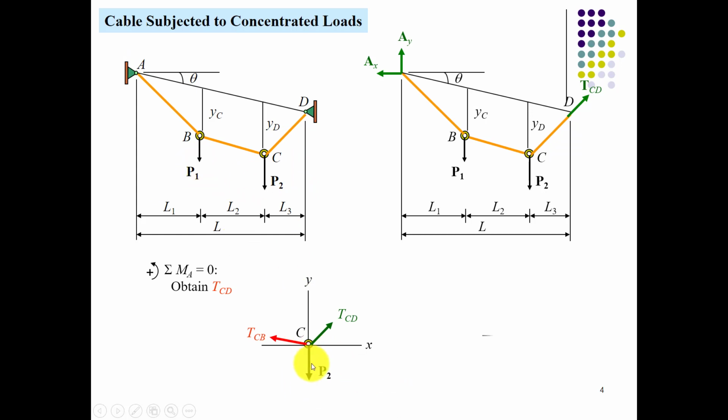Basically over here we have three unknowns, which are AY, AX and TCD. So for determining the three unknowns, we must have equilibrium equations to solve them. So we can take sigma moment equals 0, sigma Fx equals 0, sigma Fy equals 0. By taking all these equilibrium equations and solving simultaneously, we can get the values of TCD, AY and AX.